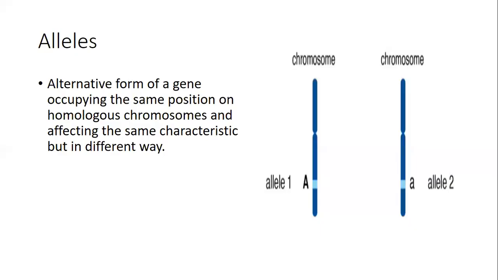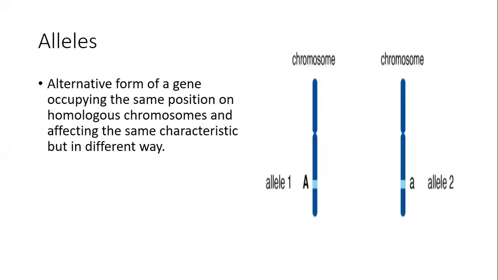And here again is the definition of alleles: alternative forms of a gene occupying the same position on the homologous chromosome and affecting the same characteristic, but in a different way. There is allele 1 and allele 2 at the same place on the homologous chromosome, but their effect is different.